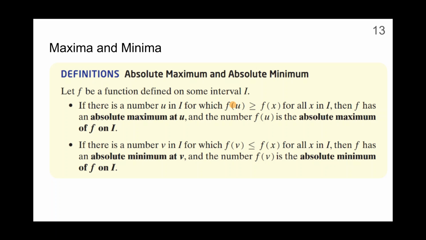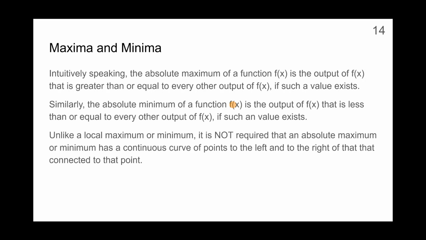Next, there's absolute maximum and absolute minimum. Again, here is the textbook definition. Feel free to pause and read this, but I'm going to explain it a little bit more intuitively. Intuitively speaking, the absolute maximum of a function is the output of f of x that is greater than or equal to every other output of f of x, if such a value exists. Similarly, the absolute minimum of a function f of x is the output of f of x that is less than or equal to every other output of f of x, if such a value exists.